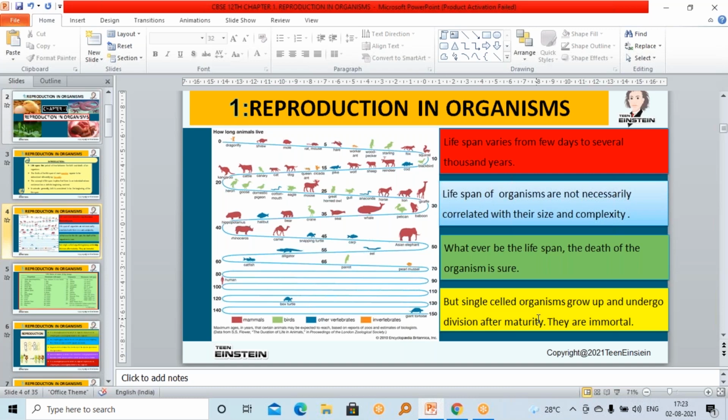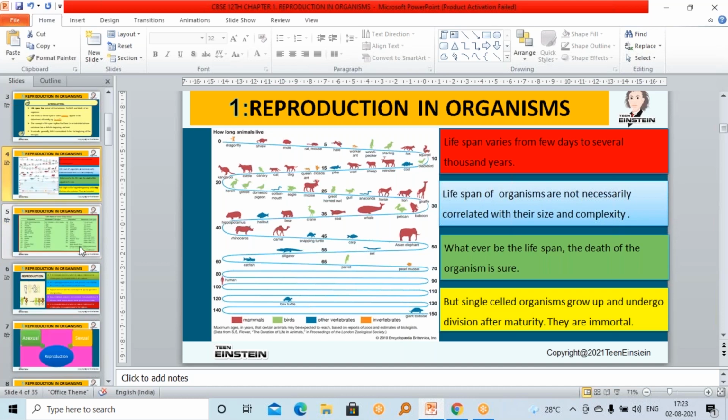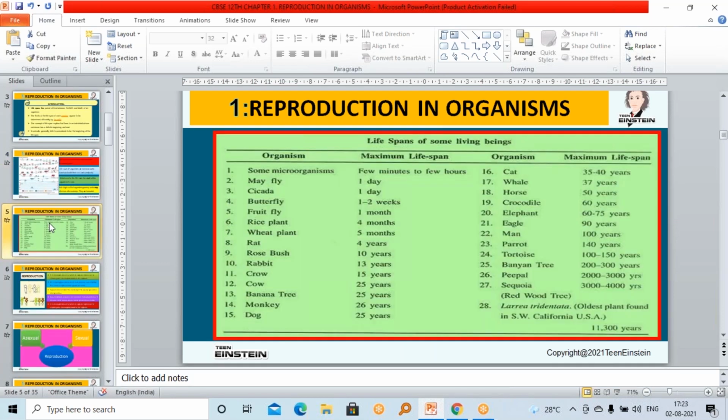But single-celled organisms grow, attain maturity, and after attaining maturity, what is happening? They undergo division. After dividing, that single cell becomes daughter cells. That means it is continuously living. There is no death. There is no end point in the case of single-celled organisms. That's why we say they are immortal. Got it?